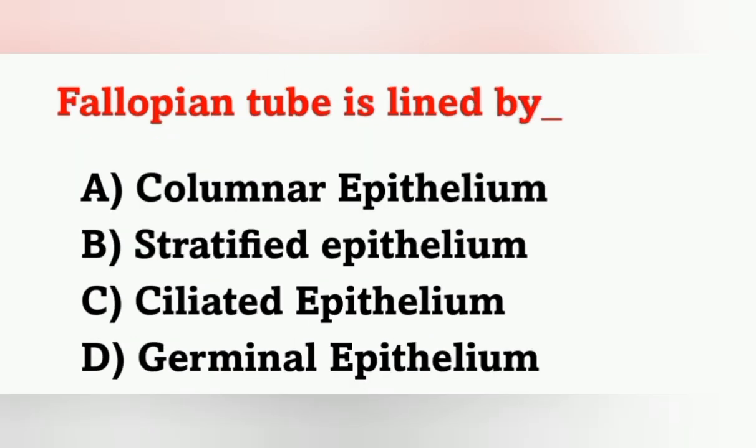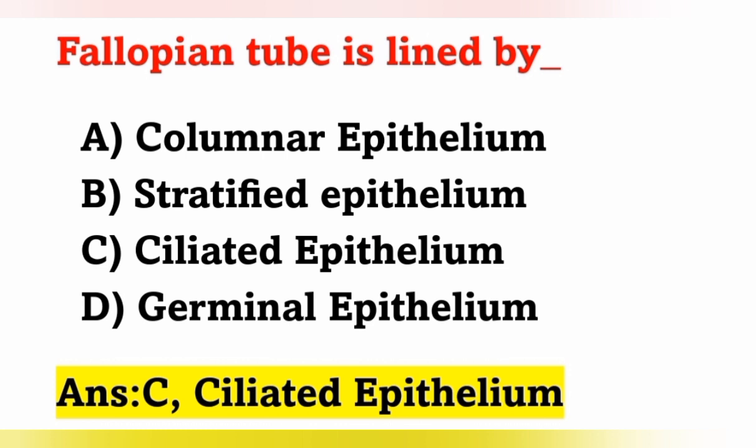And the next question, fallopian tube is lined by which epithelium? That is the question. So options, option A columnar epithelium, option B stratified epithelium, option C ciliated epithelium and option D germinal epithelium. And the correct answer is option C ciliated epithelium, which lines the fallopian tube.